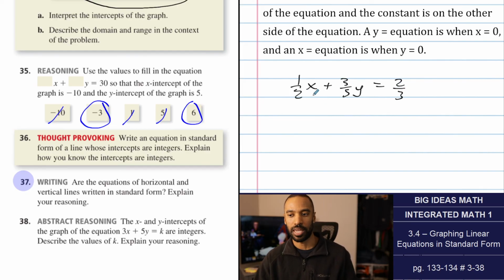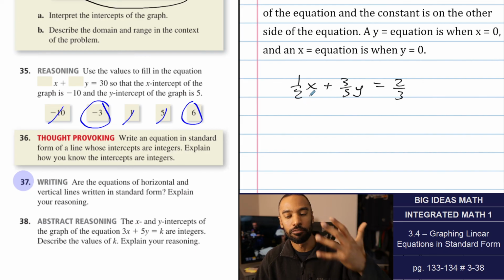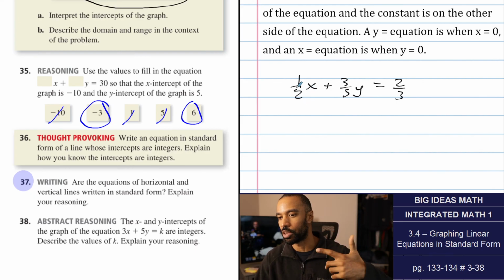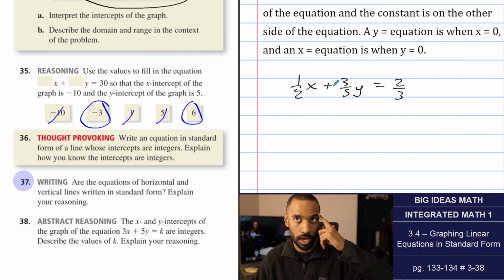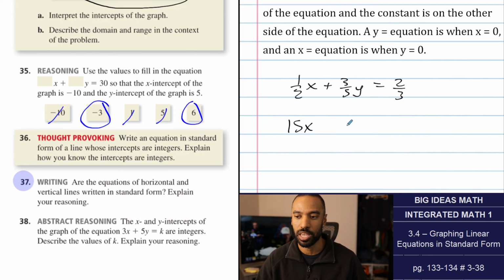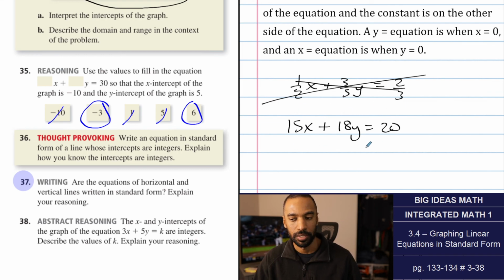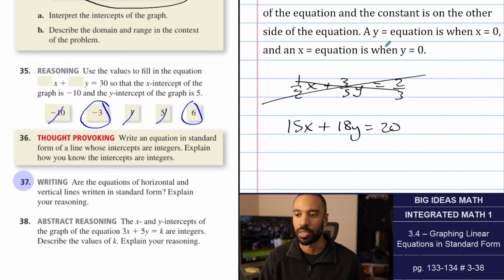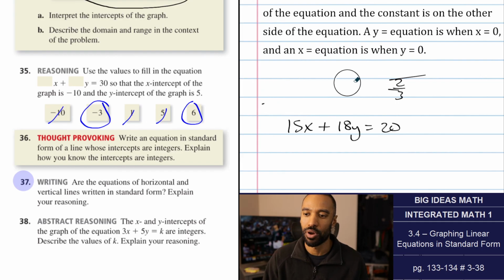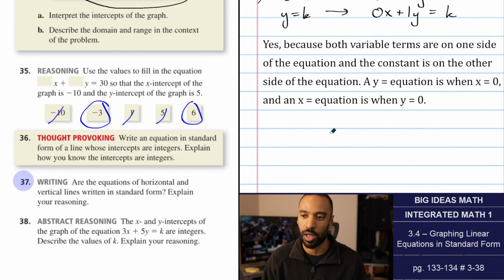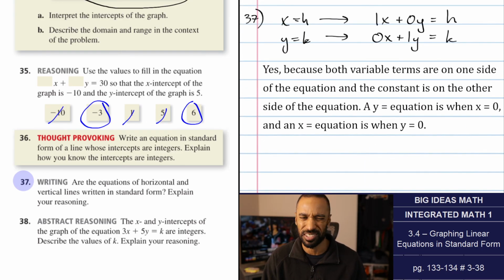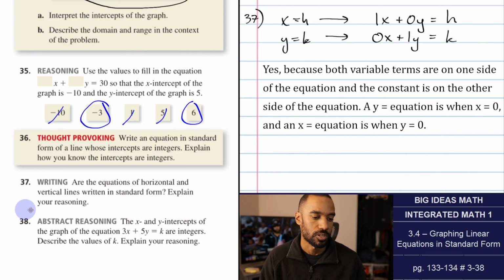You would actually have the bigger version of this. If I multiplied everything here by, say, 30, the least common multiple, it would actually say 15x plus 18y equals 20, right? This wouldn't be standard form. This would. So anyway, that's the point of that. I know I'm going on a lot about that problem, but I really want to teach you some of the things that standard form will have, for reasons that we might like it more in some situations.